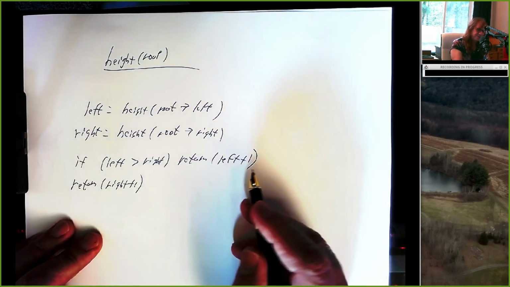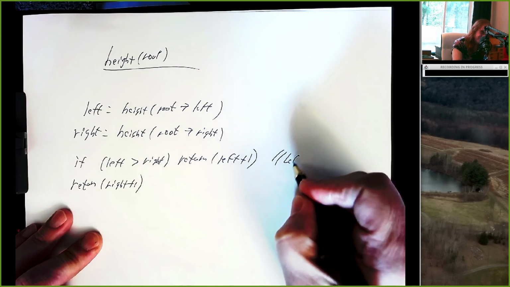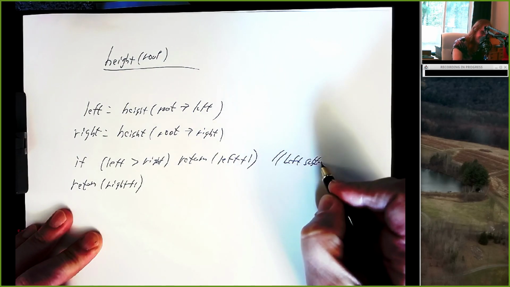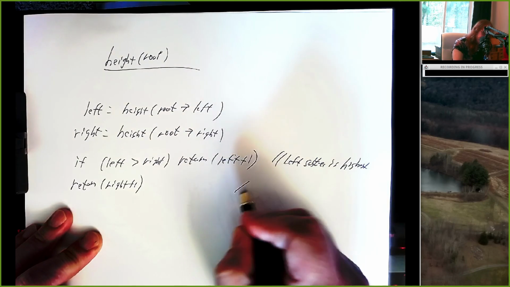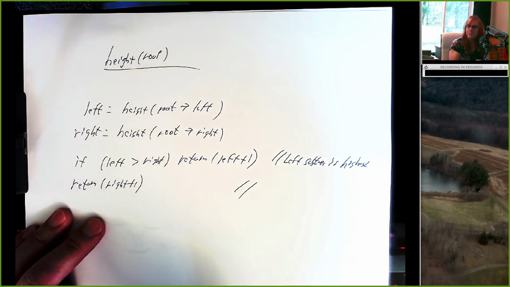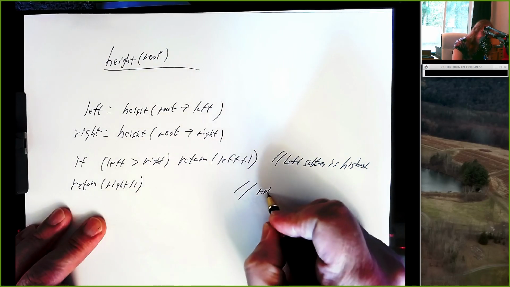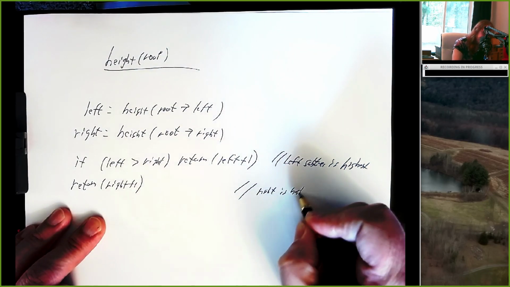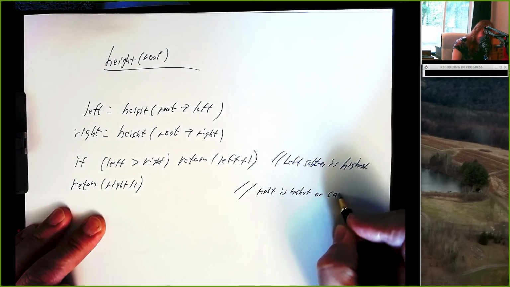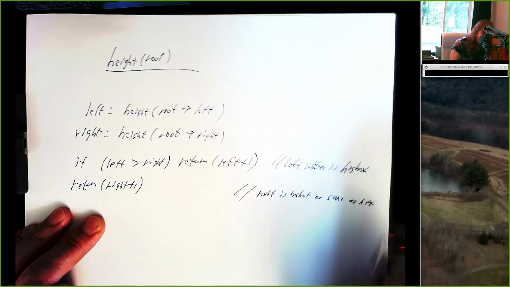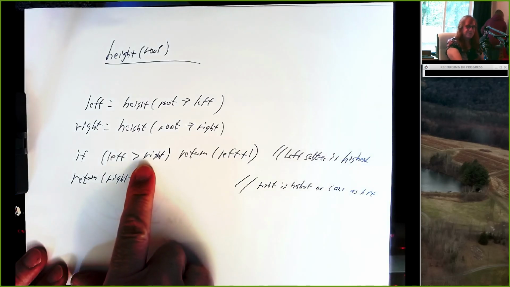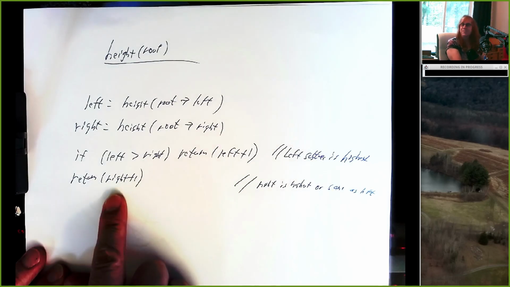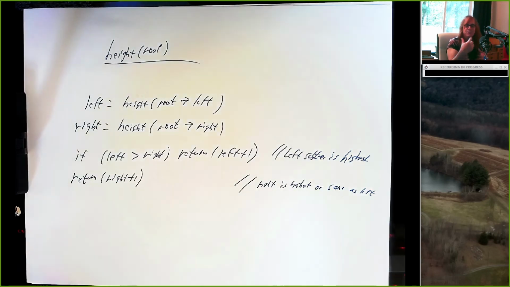But this is nice and safe, right? If left is bigger than right, return left plus 1. Left subtree is highest. Otherwise, return right plus 1. Right is highest or same as left. Or I could have done, if left is bigger than or equal to right, return left plus 1. And then this would only happen if the right was bigger. But work through all those different possibilities, it ends up being exactly the same thing.